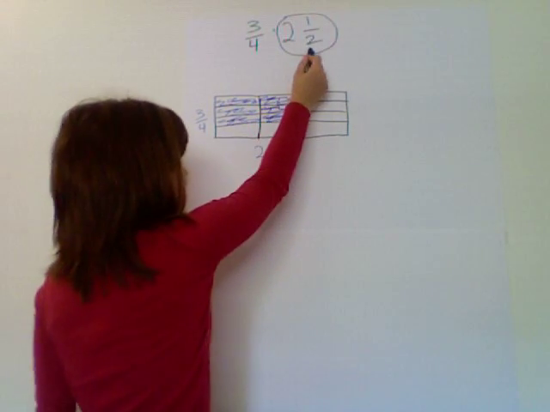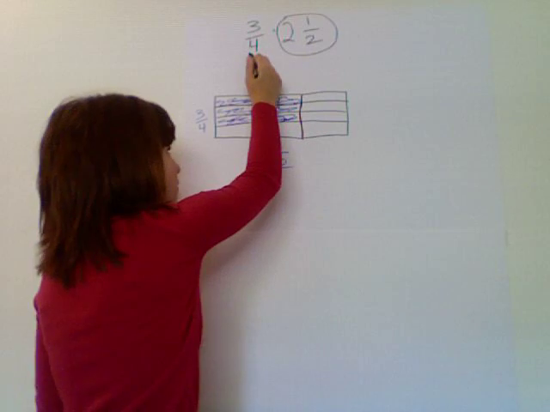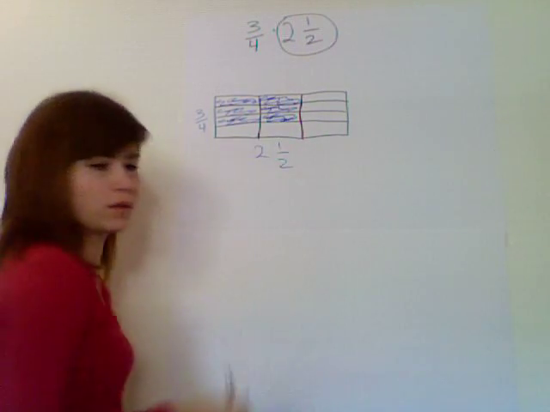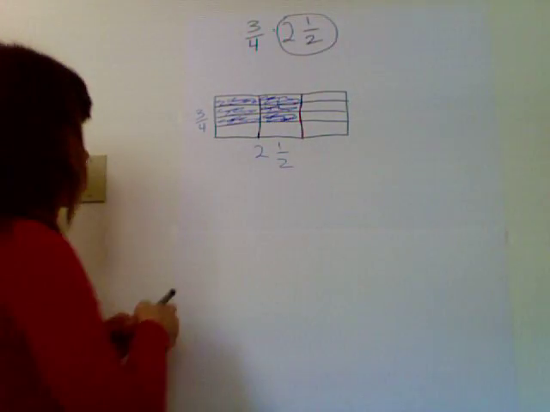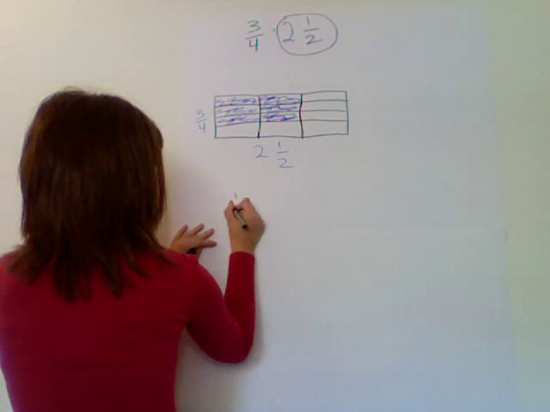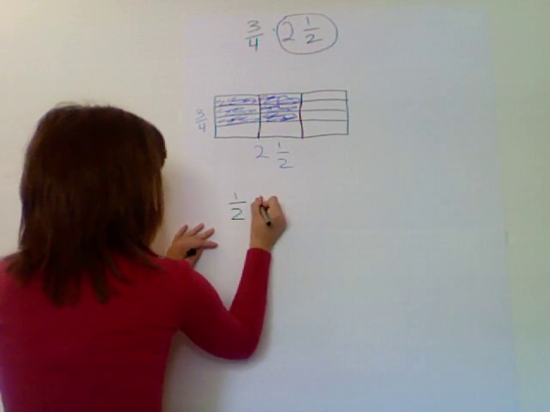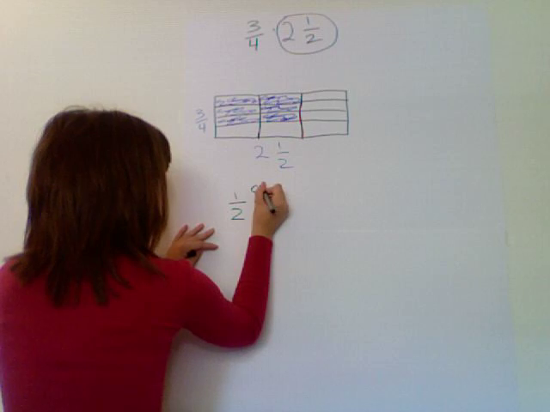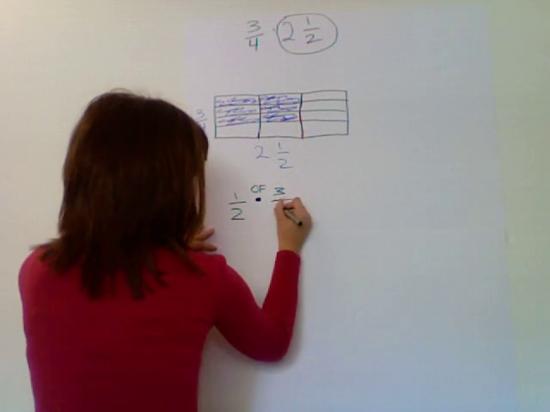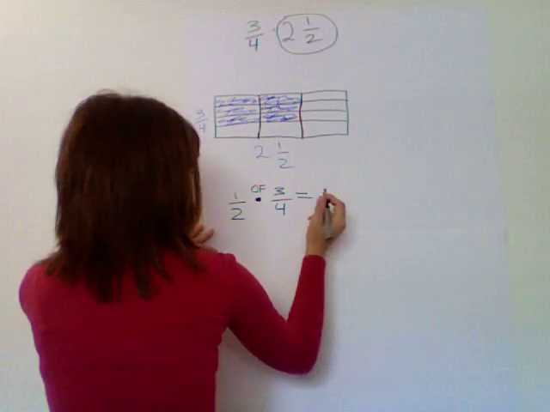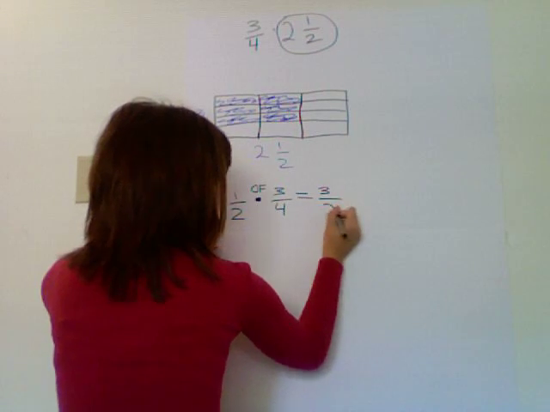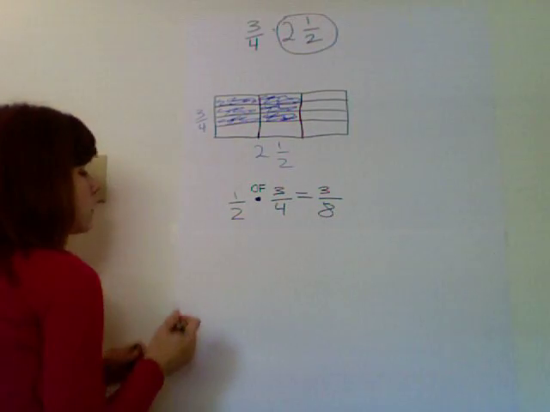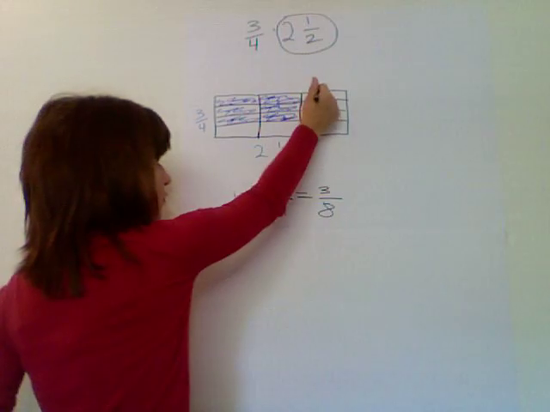it's saying we need 1/2 of the 3/4. So you can even do this math below. 1/2 of, or multiplied by, 3/4 is 3/8. So right now the square is in fourths.